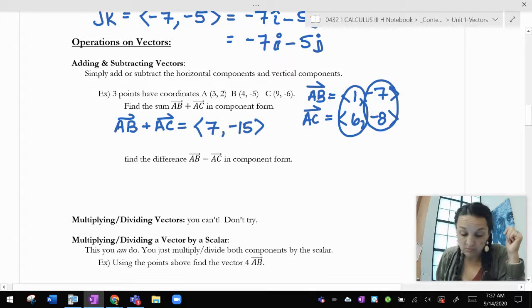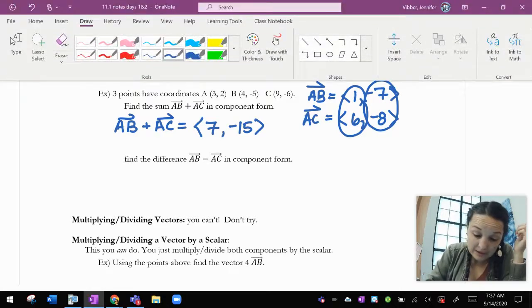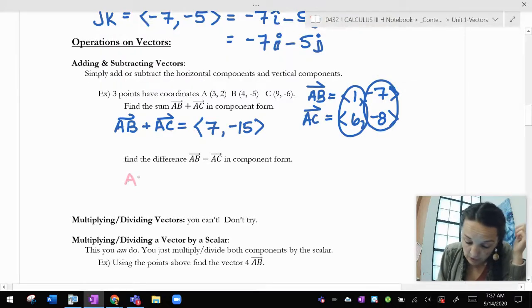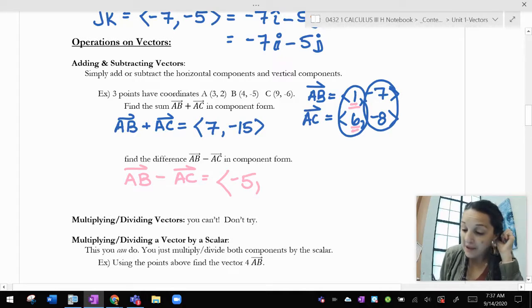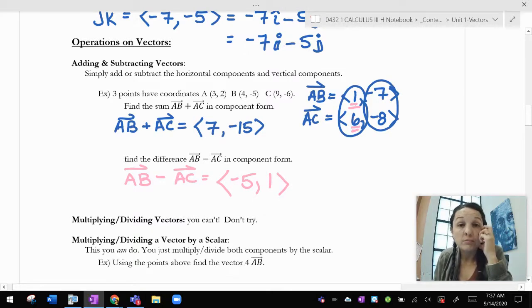That's it. Then it says find the difference AB minus AC. Okay, I just subtract instead. So if I want to do AB minus AC, I'm going to subtract the components. So 1 take away 6 is -5. -7 minus -8 is 1. There it is in component form.